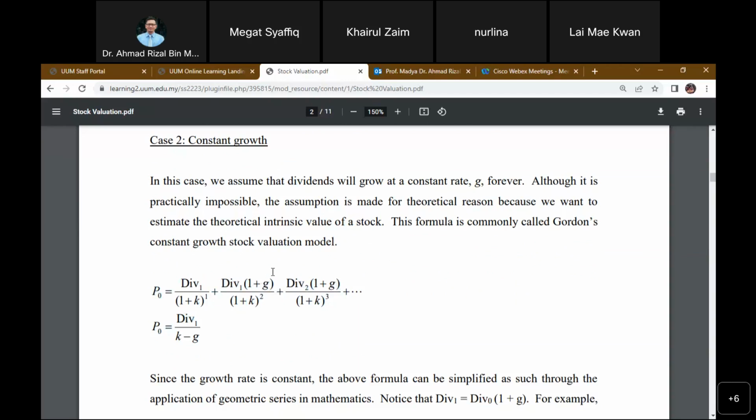Now come the next year, this is the first year, the second year is D1 times 1 plus G. Come the third year, the dividend in year 2 you multiply by another 1 plus G. So notice that G, the growth rate, is constant, but the dividend will grow by that constant growth rate.